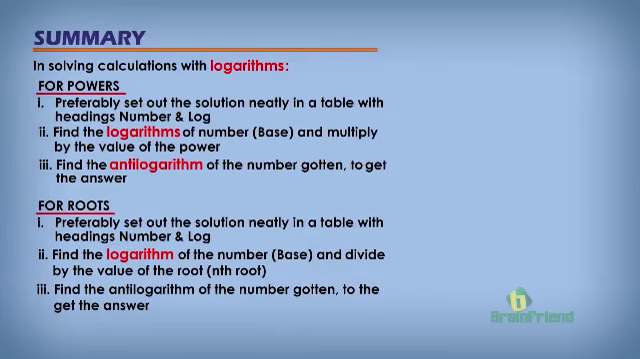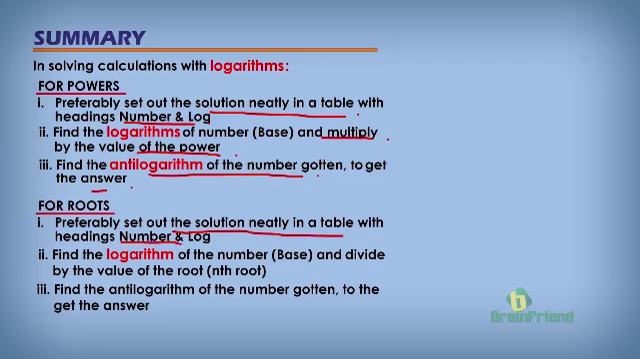For numbers that involve powers, we go through the same steps of setting out our solution neatly in a table with headings number and log. We find the logarithms of the number base and multiply them by the value of our power. And finally, we get the anti-logarithm of whatever number we have to get our final answer. For questions that involve roots, we again set out our solutions neatly in a table with headings number and log. Next, we find the logarithm of the number base and divide it by the value of the root, that is the nth root. And finally, we get the anti-logarithm of whatever number that is to get the final answer.